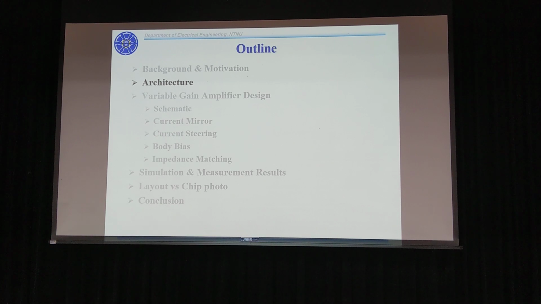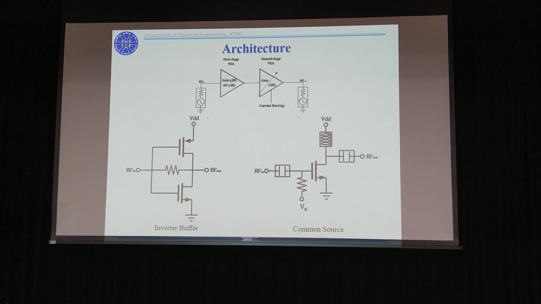Next, I will introduce the architecture of the variable gain amplifier. The diagram illustrates the circuit architecture to meet the requirements of the subsequent systems, including high gain, low noise, and variable gain specifications. This design will initially use a two-stage amplifier configuration. The first stage will focus on low noise amplification, while the second stage will emphasize high gain and output power.